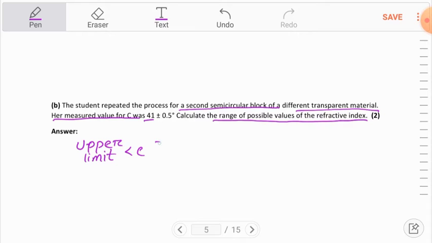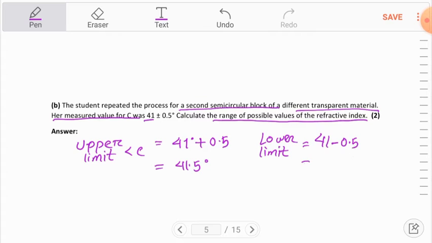Upper limit angle C will be 41 degrees plus the range 0.5, so it will be 41.5 degrees, and the lower limit will be 41 minus 0.5, so it will be 40.5 degrees. Now we need to use again the same equation.